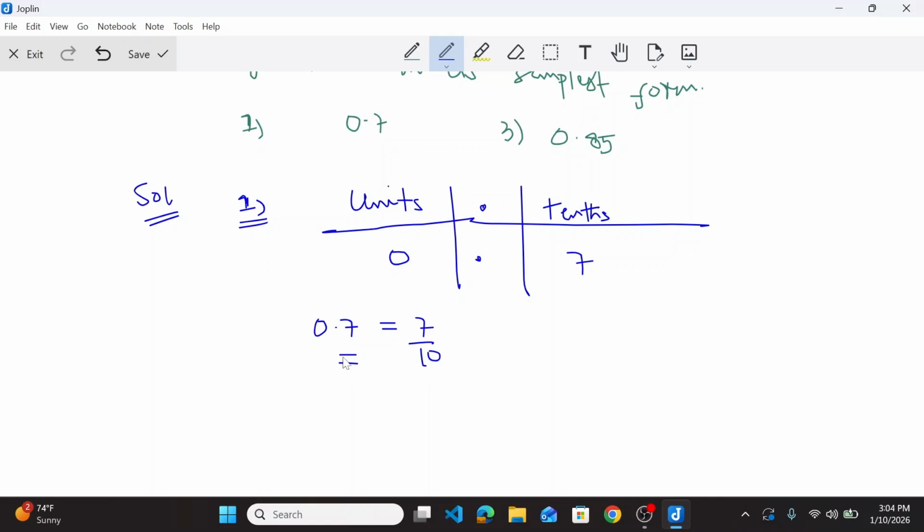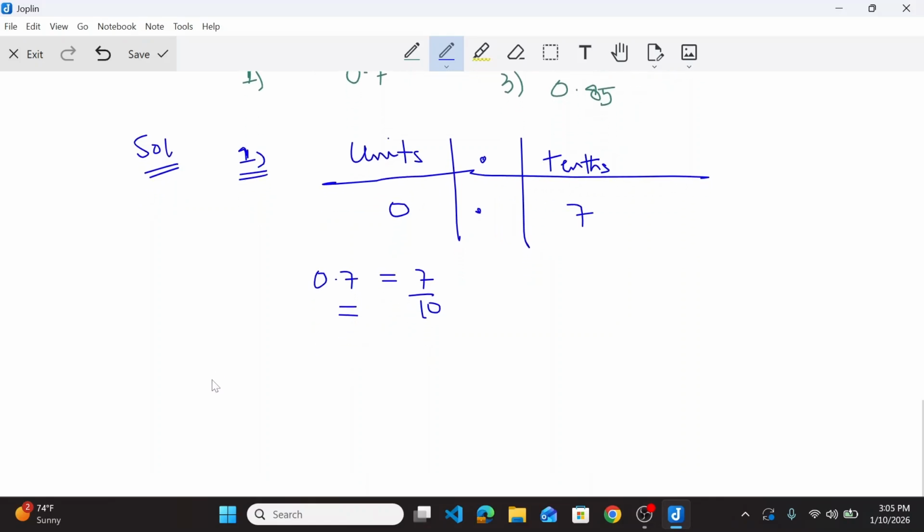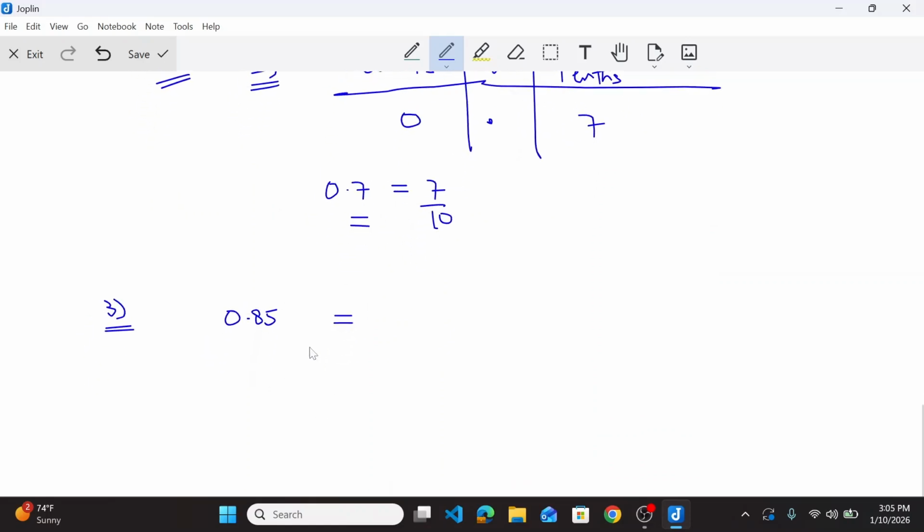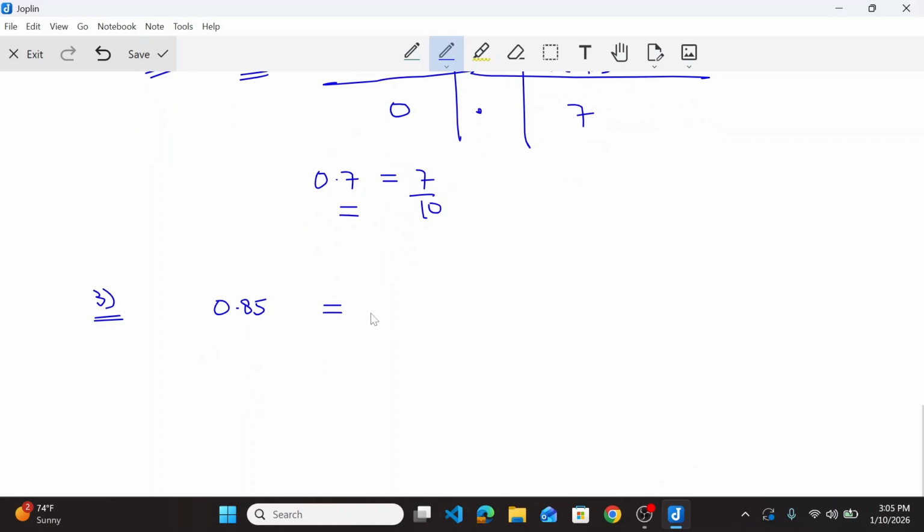So now next we have question 3. So let's convert this. Part 3, 0.85. I'm not writing which place each is on, so you have understood it. 0.8 and 0.05. Now the 8 is on the 10th place, so 8 divided by 10. The 5 is on the 100th place, so 5 divided by 100.